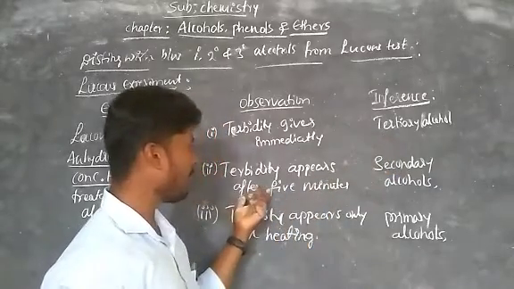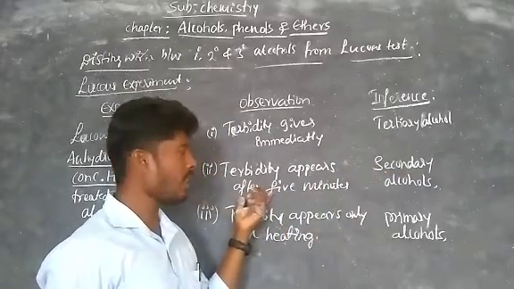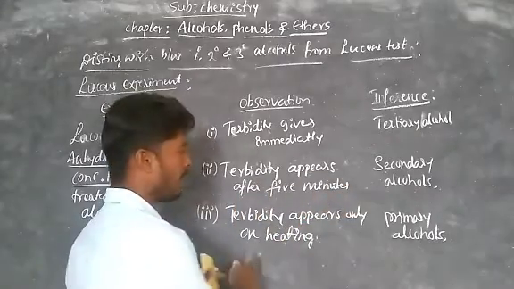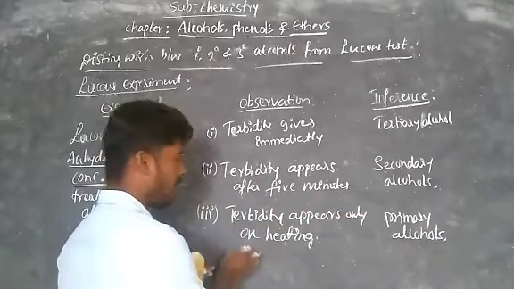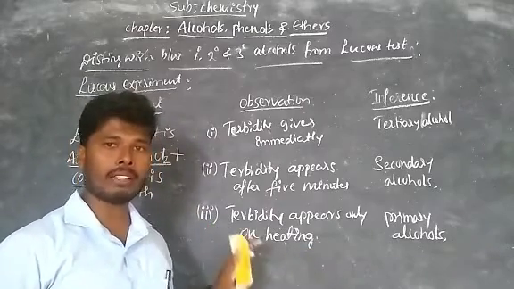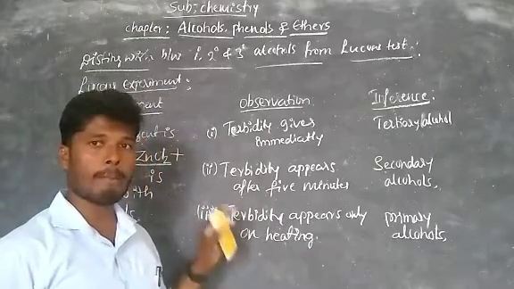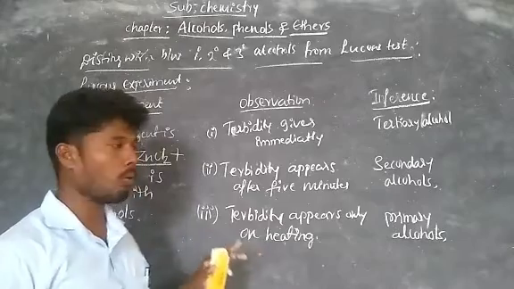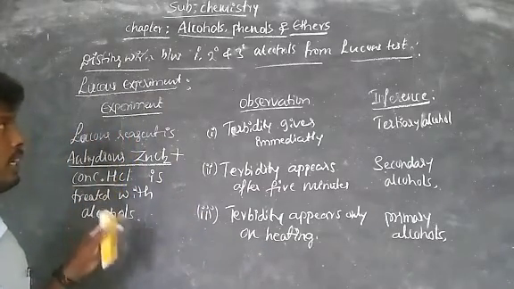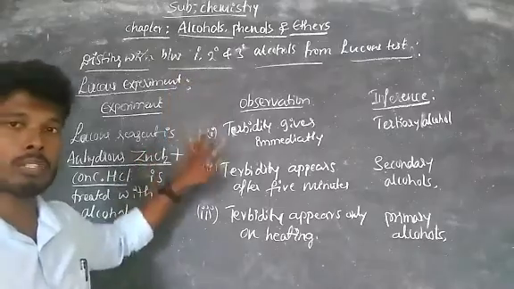If turbidity appears very slowly, after a few minutes, we call it a secondary alcohol. If turbidity appears only when we heat the mixture, that is called a primary alcohol. Like that, we distinguish primary, secondary and tertiary alcohols using Lucas reagent. So this is very important. Here the concept of alcohols is completed.